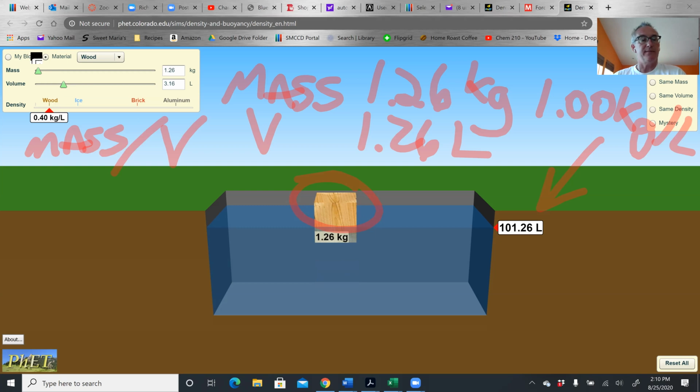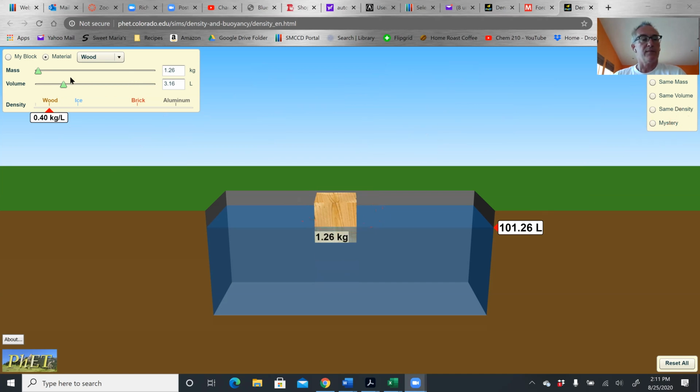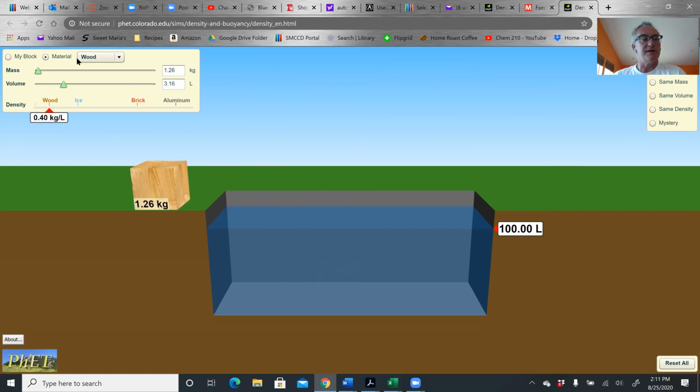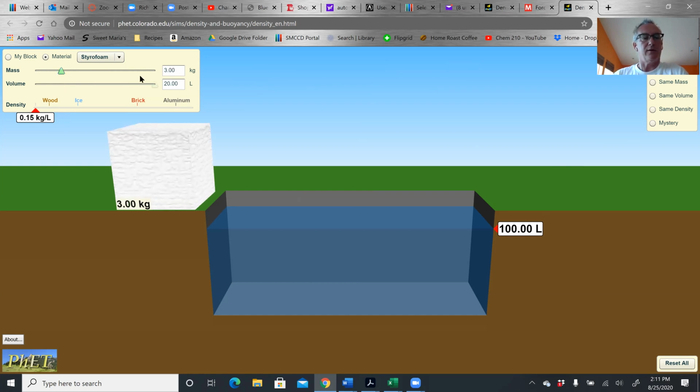So let's do the same thing with ice. Let me clear all this out of here. So let's move this out and select ice. Oh, there's also styrofoam in here. I forgot there's 4 things. So let's take this styrofoam example, and you can make this as big or as small as you like. So let's get a really big piece this time. There we go. There's a big piece of styrofoam.